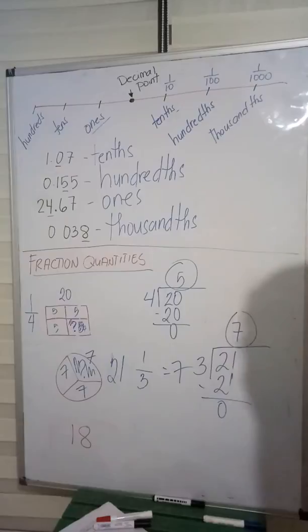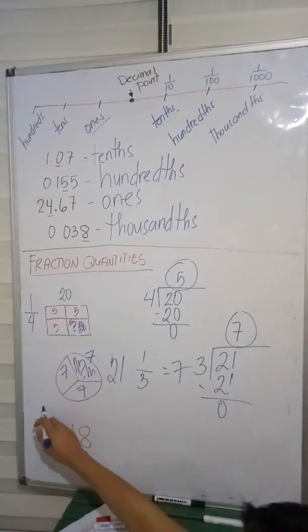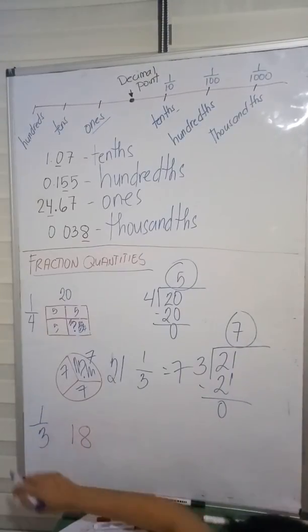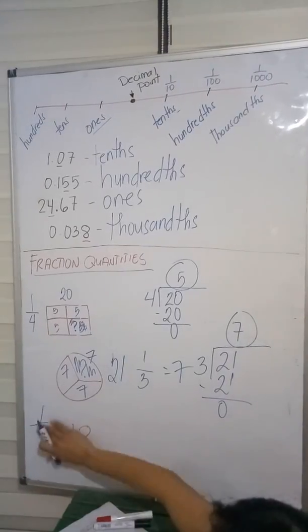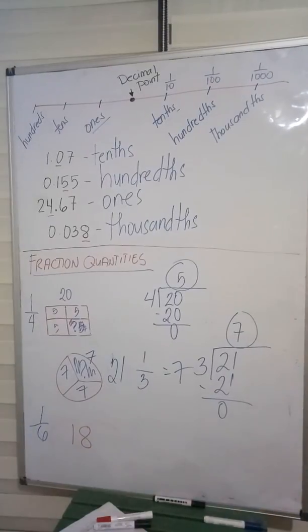And in the third example, you will see that there's just a number 18. Now, if I ask you what is 1/3 of 18, I'm also going to check for 1/3. Oh no, let's say 1/6. What is 1/6 of 18?